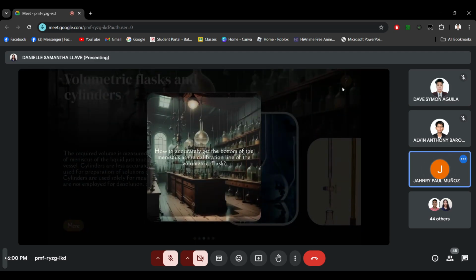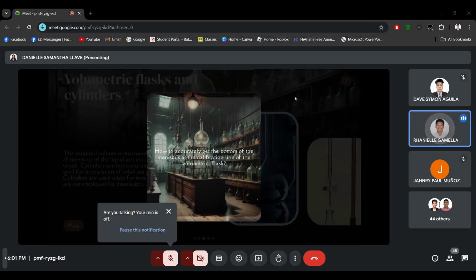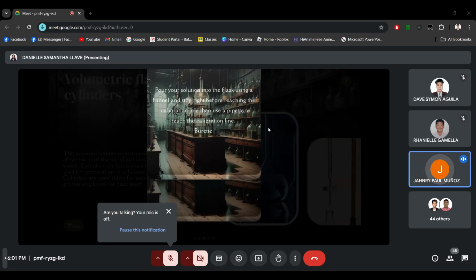Engineer Gamelia. How to accurately get the bottom of the meniscus of the calibration line of the volumetric flask. Based on the video, the solution is poured into the flask using a funnel. Then you stop right before reaching the calibration line. Then a pipette is used to reach the calibration line. Thank you, Engineer Gamelia.